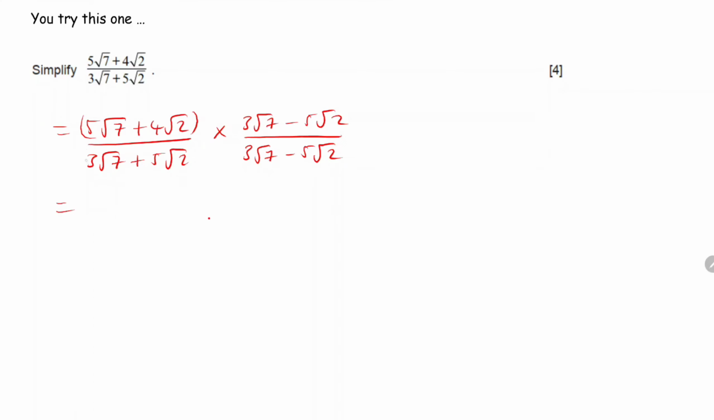I'm going to put brackets around those so that I can go straight into the bracket expansion. On the top, 5 root 7 times by 3 root 7. 5 times by 3 is 15. Root 7 times by root 7 is 7. So we have 7 15s.